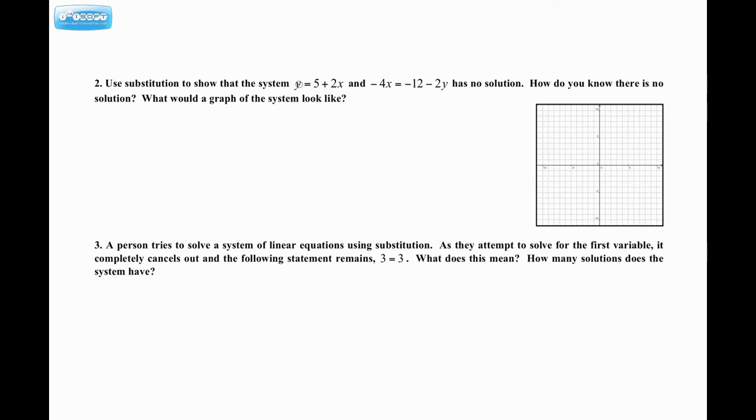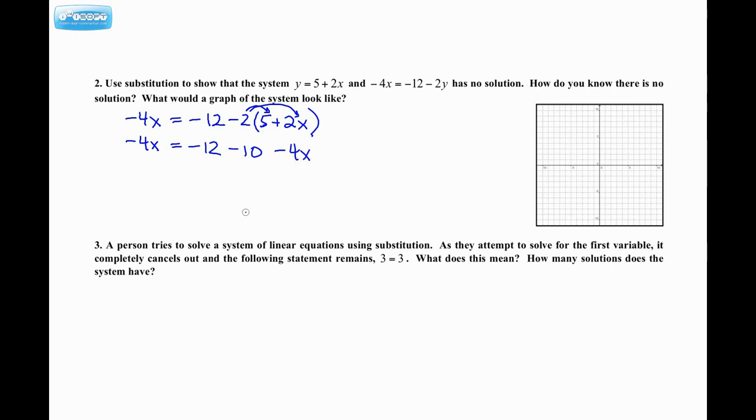I'm just going to substitute this y value directly in place of this one. So this gives me negative 4x is equal to negative 12 minus 2y, but that y I'm going to replace with 5 plus 2x. So I'm just going to try and solve this equation for x. So this is negative 4x equals negative 12, and I need to apply distributive law. So this gives me negative 10. This gives me negative 4x.